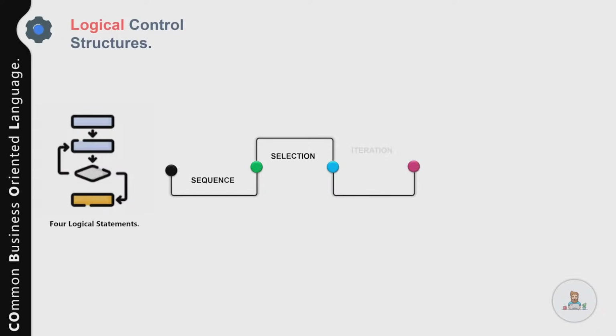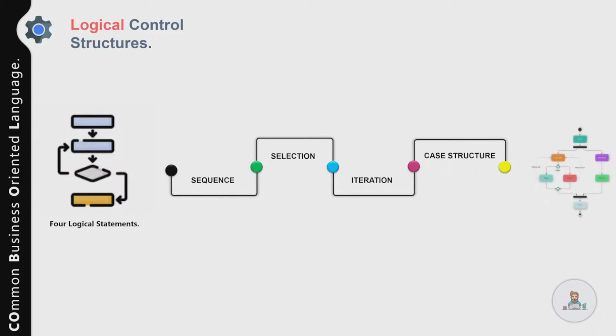So in case you learn how to apply them in COBOL, then you can very well apply them in any of the other modern programming languages. The only difference would be the syntax, which is specific to the programming language that you are using to write your program. Apart from that, the terminology will remain absolutely the same. So the four logical control structures are sequence, selection, iteration, and case structure.